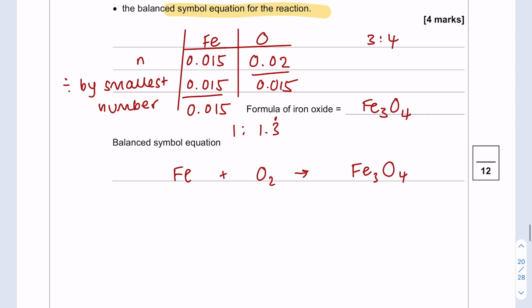Now let's balance it. Let's start with our irons. So we have 3 irons on the right hand side. Now we've got 3 on the left, but what about our oxygens? Well, we have 4 on the right hand side. So we need to put a large 2 there to get that balanced.